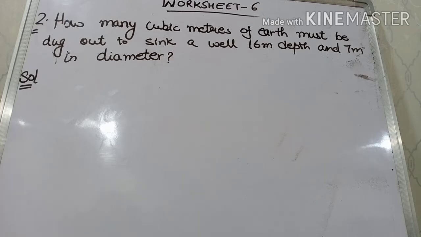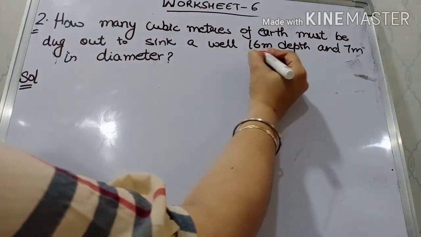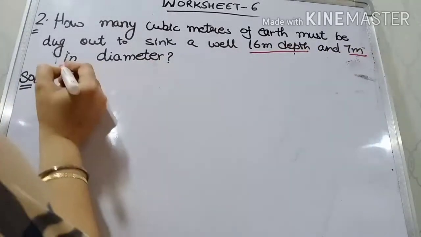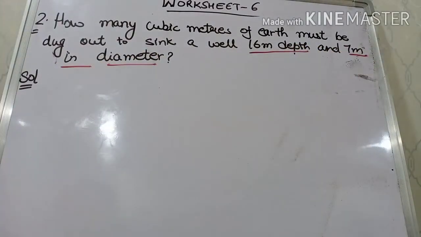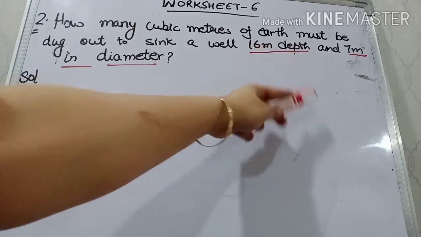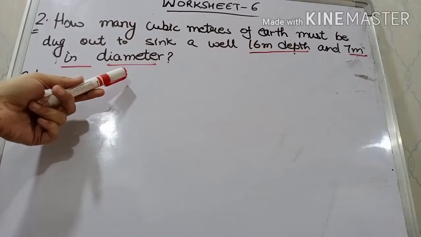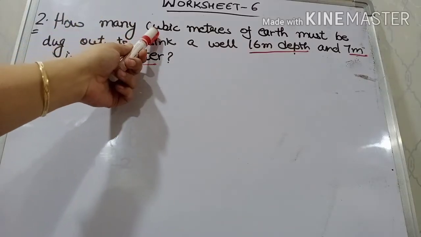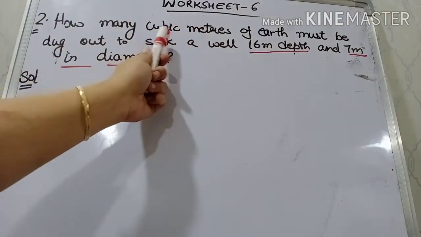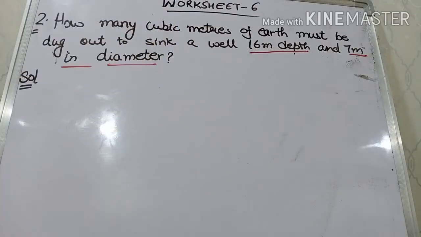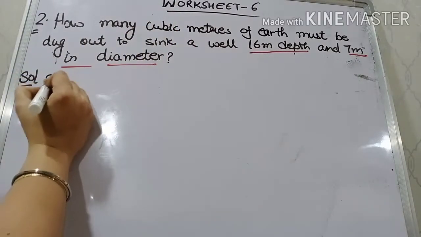How many cubic meters of earth must be dug out to sink a well of 16 meter deep and 7 meter in diameter? You have to dig out earth in which you want to sink a well whose capacity is 16 meter deep and 7 meter diameter. That is the volume. What you have to find here? Volume. Also you can just judge from the statement: cubic meter is a unit for the volume.